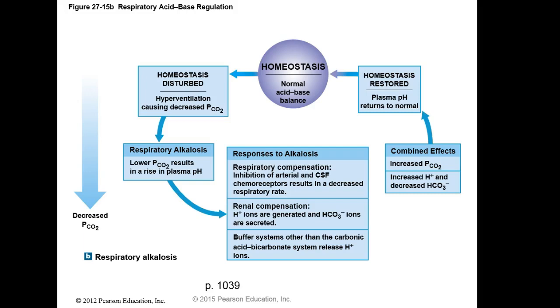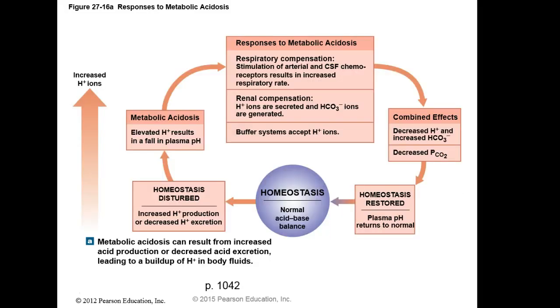Local buffer systems are going to be able to work. Remember, you have a protein buffer system that can work. It's going to bring the blood pH back to normal. And then, acidosis can be respiratory, alkalosis can be respiratory. So you can have respiratory acidosis and respiratory alkalosis. You can also have metabolic alkalosis and acidosis. This is your scenario with regard to metabolic acidosis.